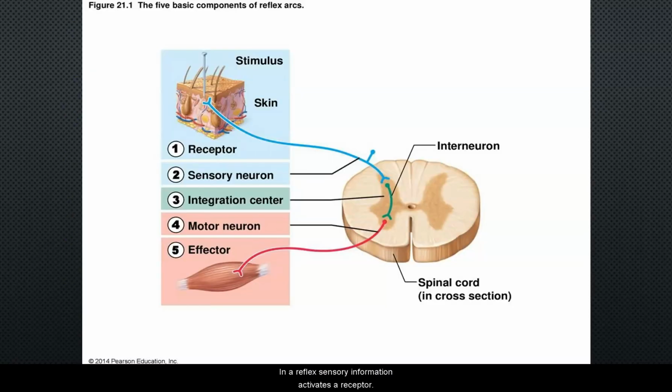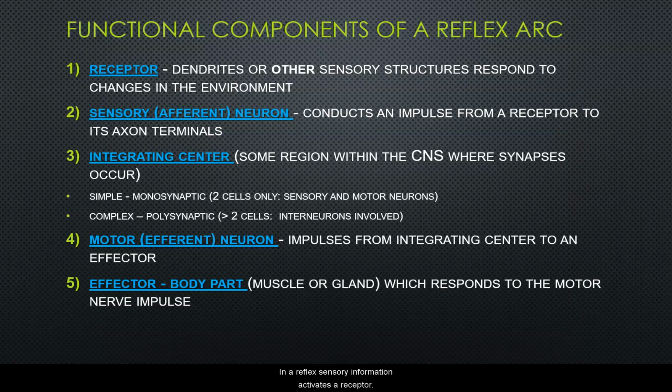In a reflex, sensory information activates a receptor, and that receptor sends information to the central nervous system via a sensory neuron or afferent neuron. Some level of processing occurs in the integration center, and then the response is communicated to the effector target via the motor or efferent neuron. Now, this sounds a lot like the same model used to maintain homeostasis, and in fact, it is the same model. A receptor, a sensory neuron, an integrating center, a motor neuron, and an effector.